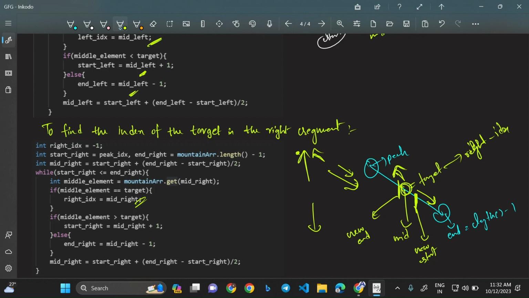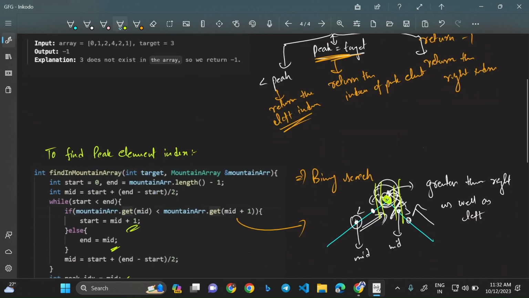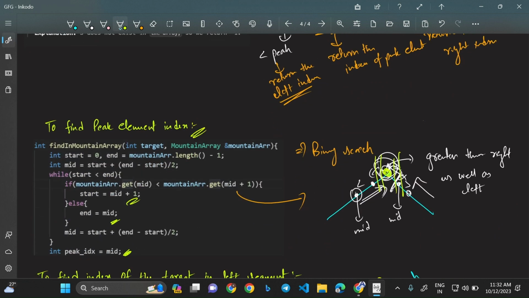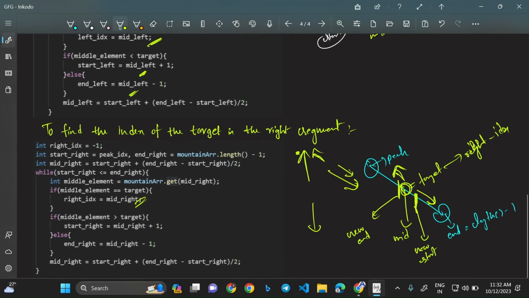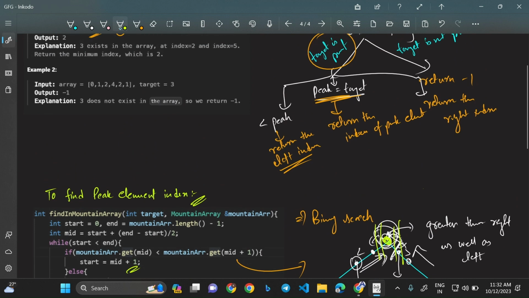I hope you people understood what we are trying to do. It's just a bunch of binary searches. There are 3 binary searches happening. First one, to find the index of the peak element. Second one, to find the index of the target in the left segment. Third one, to find the index of the element in the right segment. That's it. So I hope it's pretty clear.